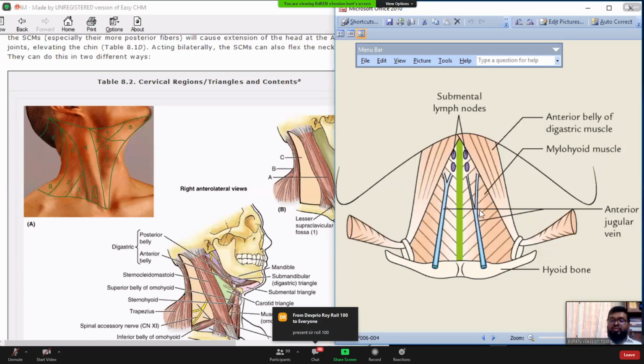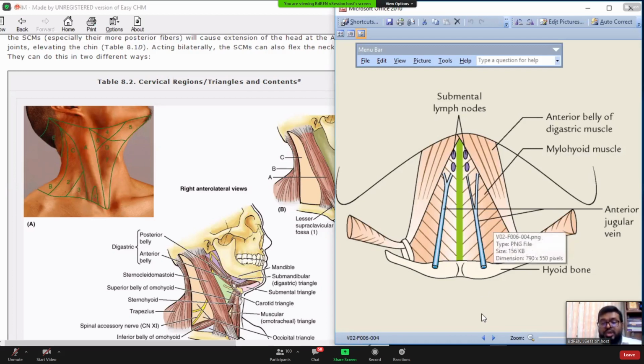This is the median raphe where the two sides meet, and there are some, actually not that important, structures here: some submental lymph nodes and the beginning of the anterior jugular vein. These are the contents, and these lymph nodes swell due to infection of the tongue and this region, such as infection of the floor of the mouth or the tip of the tongue. So we just have an idea. This is the submental triangle.